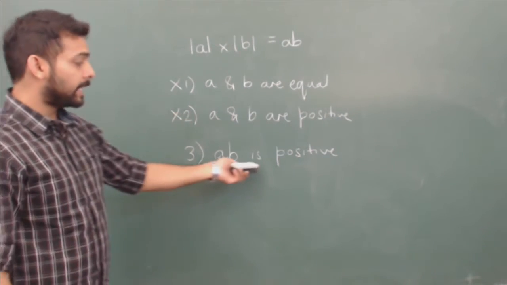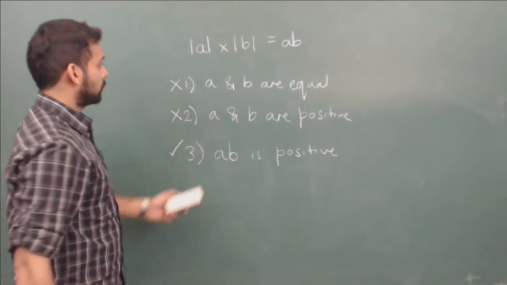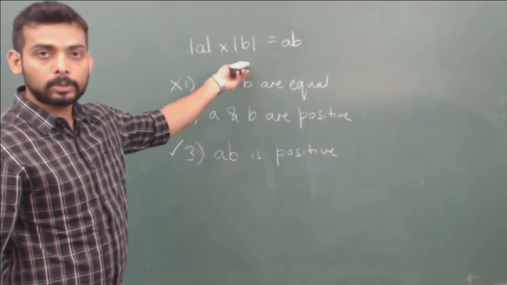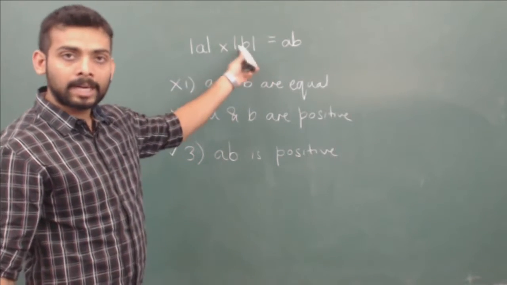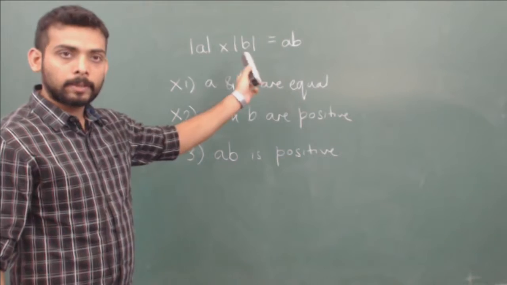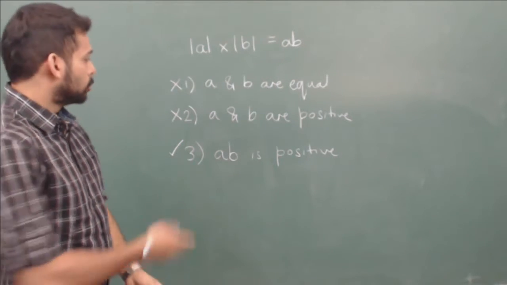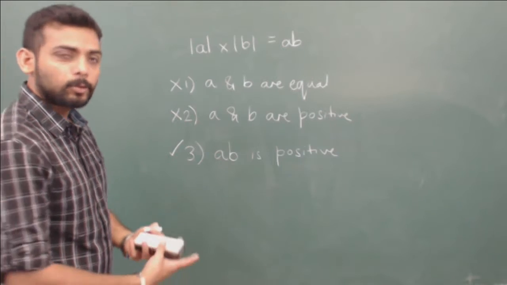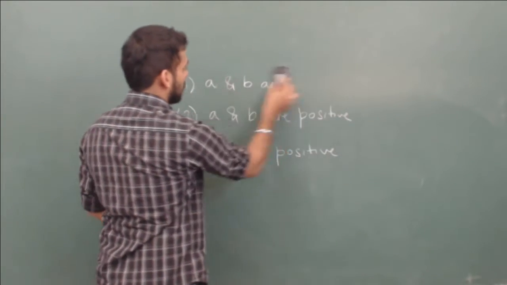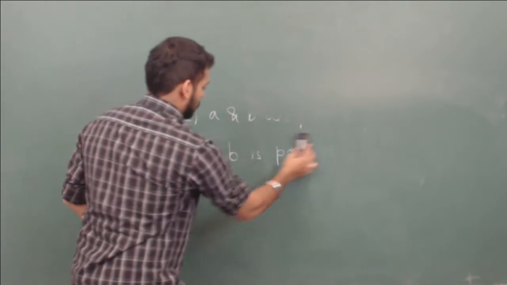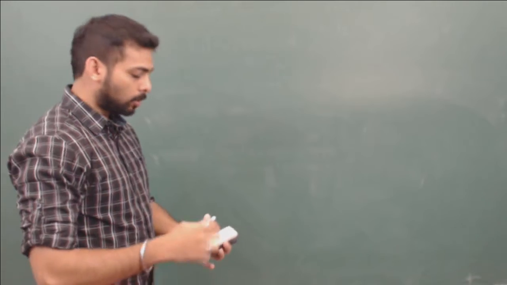And our final statement, AB is positive. This statement is true because when we take mod values, the product is always positive. A positive number multiplied by another positive number will always give you a positive result. So these are a couple of kinds of questions that you will encounter on the GRE. I just gave two of them as an example to familiarize you with the concept.